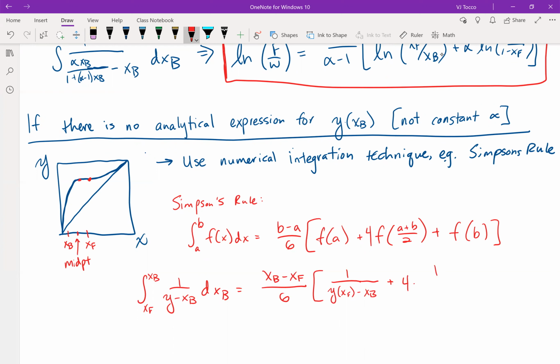So 4 times 1 over (y at the midpoint, which is written as xf plus xb over 2, minus xb), and then plus 1 over the value of the function at the other endpoint, so it is y at xb minus xb. And crazily enough, Simpson's rule is actually pretty accurate for a lot of integrals. So this is a way that you could numerically integrate if you had, like I said, a function that could not be accurately described by a value of constant relative volatility.